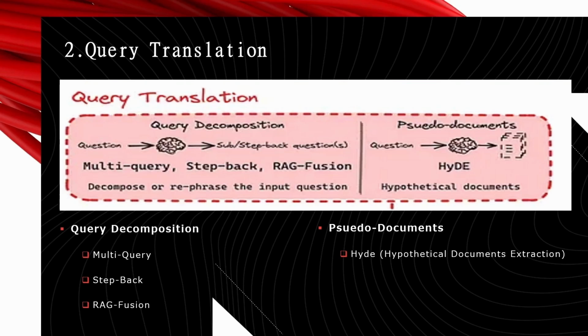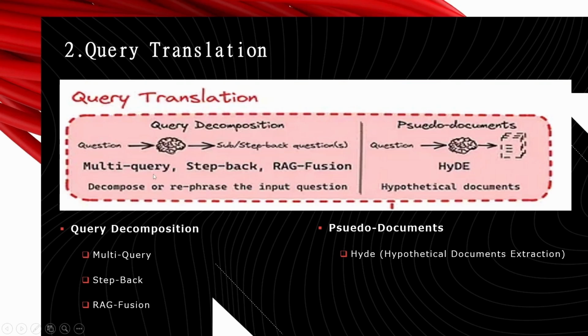We are going to use that hypothetical answer. That answer we are going to use to do a similarity search from the vector DB, and that retrieved document will be fed to a large language model for the final output. So that's how pseudo documents work.